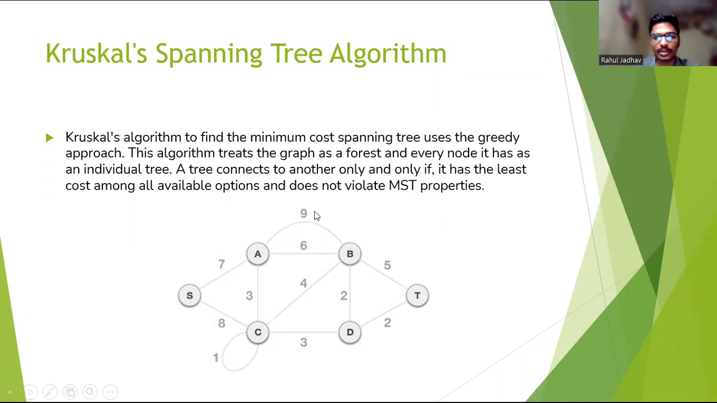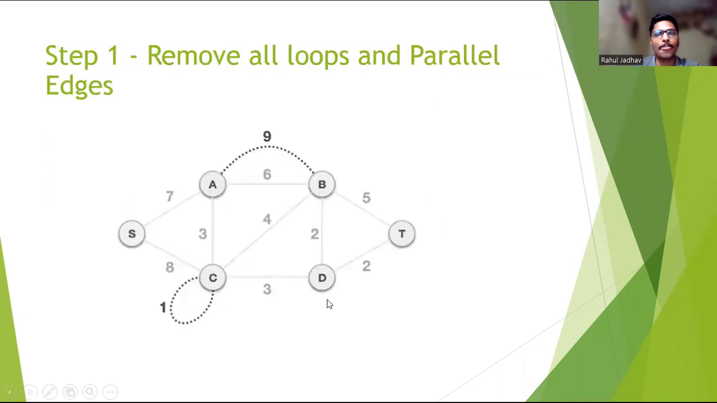So we can take the same problem statement, and we will see how Kruskal's spanning tree works on this example. There are some steps. The first step is to remove all loops and parallel edges. From A to B there is a parallel edge which has a higher cost compared to 6. So we will remove the A to B of 9 cost and C to C with the 1 cost.